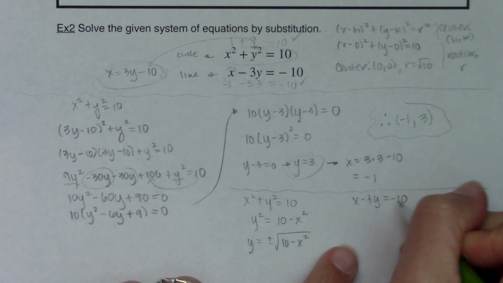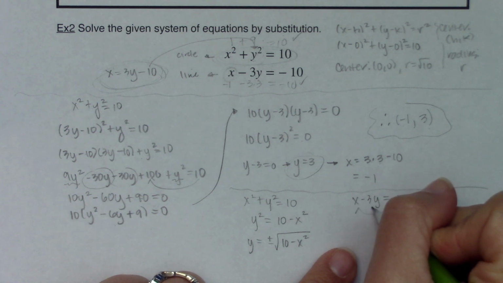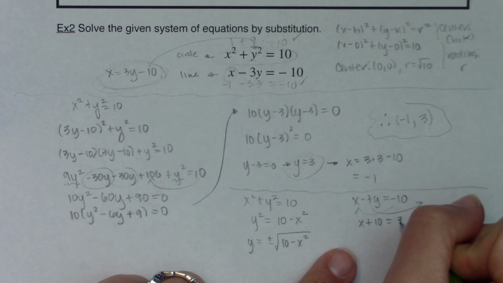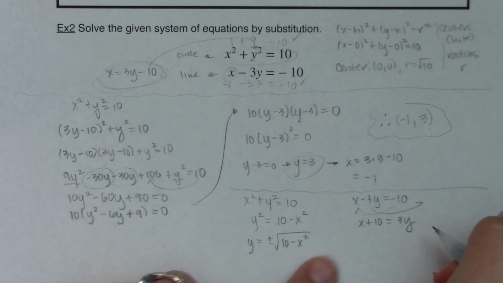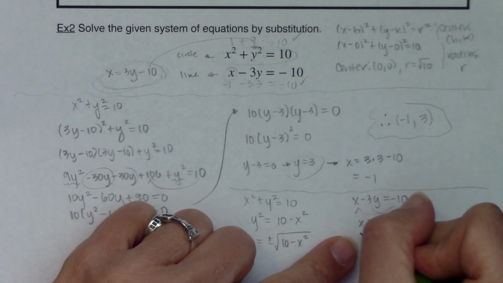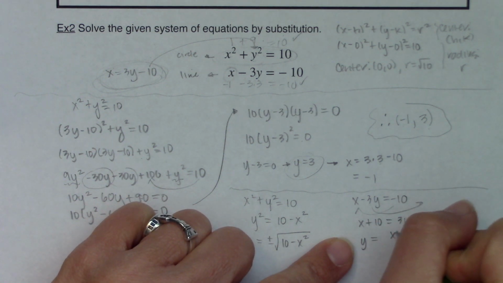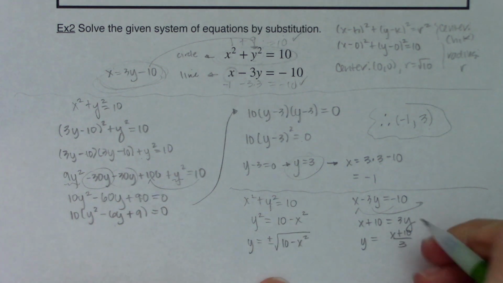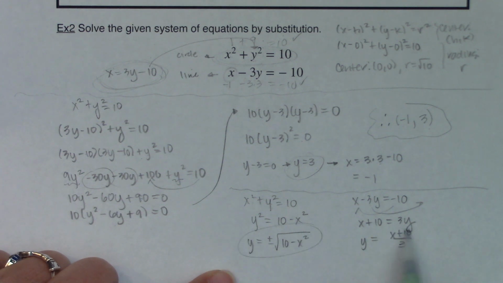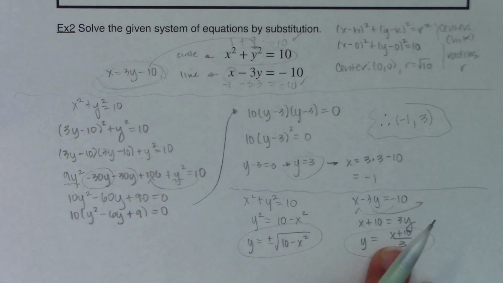If I solve for y here, I'm going to add the 10 here, add the 3y here, so I would have x plus 10 equaling 3y. And then I'm going to divide everything by 3. So that's how I'm going to opt to do that one. So y would equal x plus 10 over 3. And if I've solved everything for y, then I can enter these into my calculator. That's the stipulation for your calculator, though. You have to be able to get them in terms of y equals to plug them in.